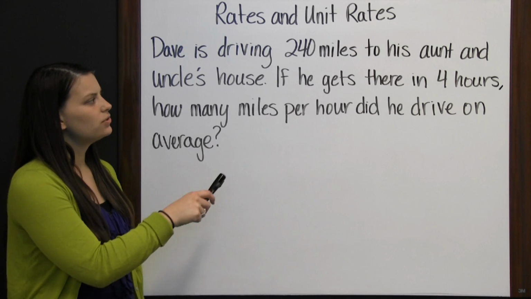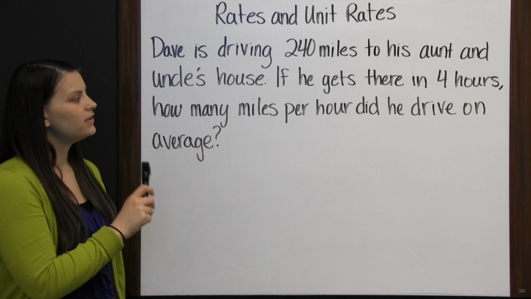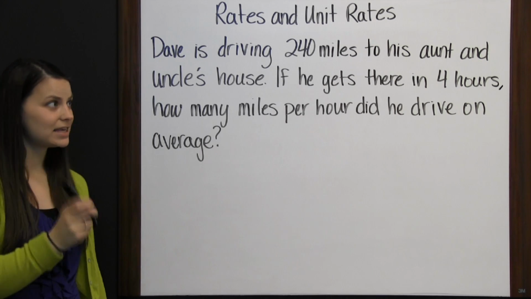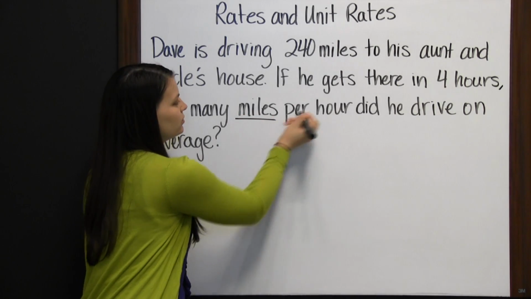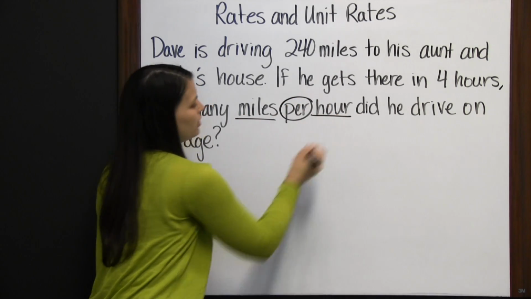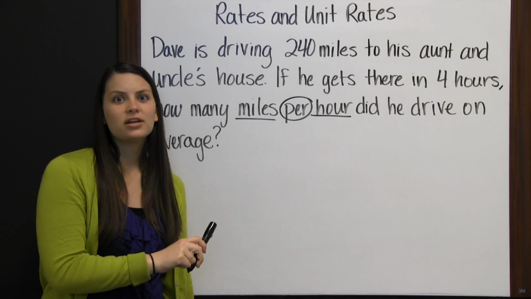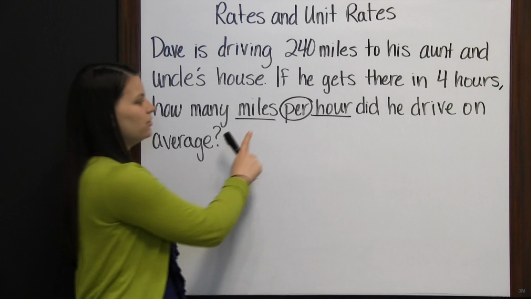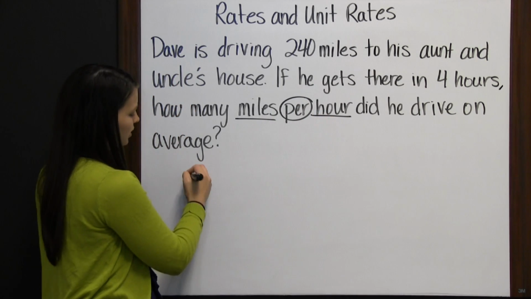Dave is driving 240 miles to his aunt and uncle's house. If he gets there in 4 hours, how many, and here's the key right here in the question, how many miles per hour did he drive on average? In that question, they're telling you how to set up the problem. They're telling you to put miles over hours. So we're going to start with that.